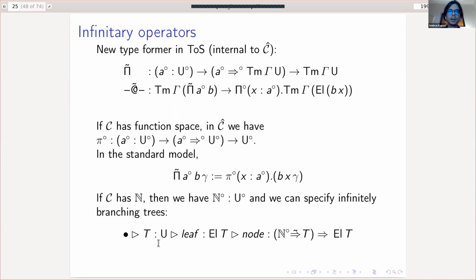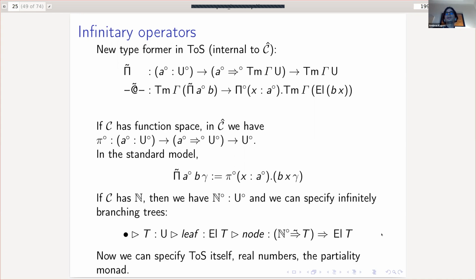So I have a type T in U, then I have a leaf and I have node, and here this seems a higher order signature because there's an arrow left of an arrow, but this is this infinitary arrow, so this is this special tilde arrow which I'm allowed to use on the left of the arrow. So here I have recursive occurrences of T, and I have natural number many of them.